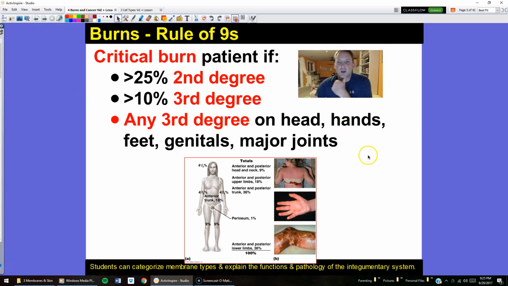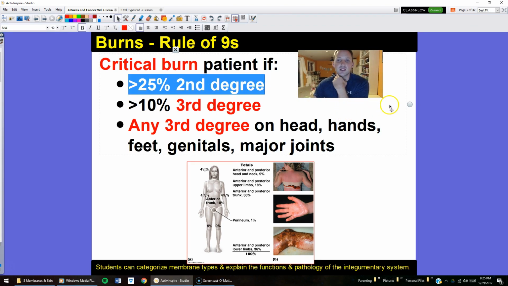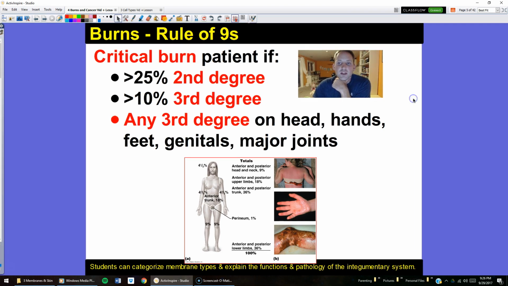So I guess to think real quick, why I think this part right here, that the 25% second degree, is the most befuddling thing to me. So why would you be a critical burn patient if only a quarter of your skin has a second degree burn, like you'd be out in the sun? So think about that for a second. Pause the video and maybe brainstorm a little bit.